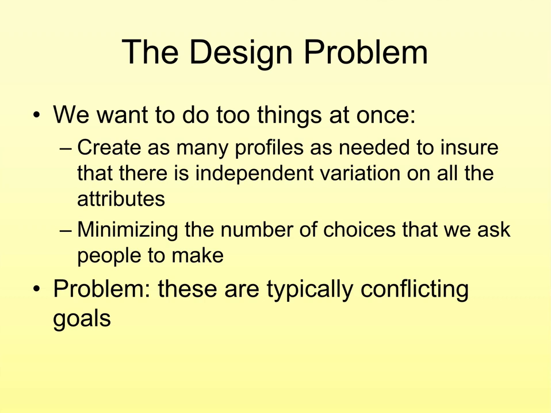Now, the design problem that JMP tries to solve is the following. What we want to do in designing this instrument is two things at once, one of which is we want to create as many profiles as we need, or choice sets as we need, to ensure that there is independent variation on all the attributes. The idea is that eventually we're going to be building a regression model where the dependent variable is choice or preference for options, and our independent variables are going to be the attributes of those options. So ideally, we'd like to have a lot of independent variation on the attributes.